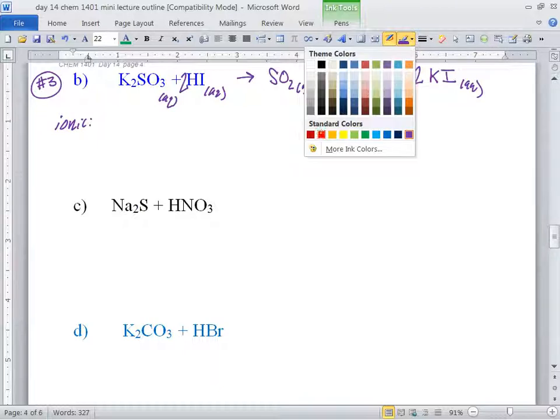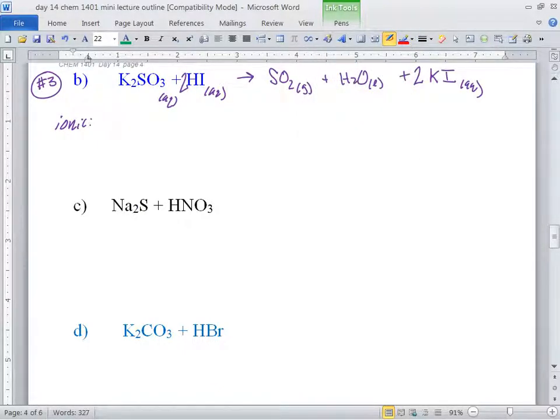So the ionic, you pretty much play that game. I'm going to break this up into 2 Ks and a sulfite. Do I break up the hydrogen iodide? Yes, because it's on the list. And I have 2 of them, so I better break it up into 2 H's and 2 I's.